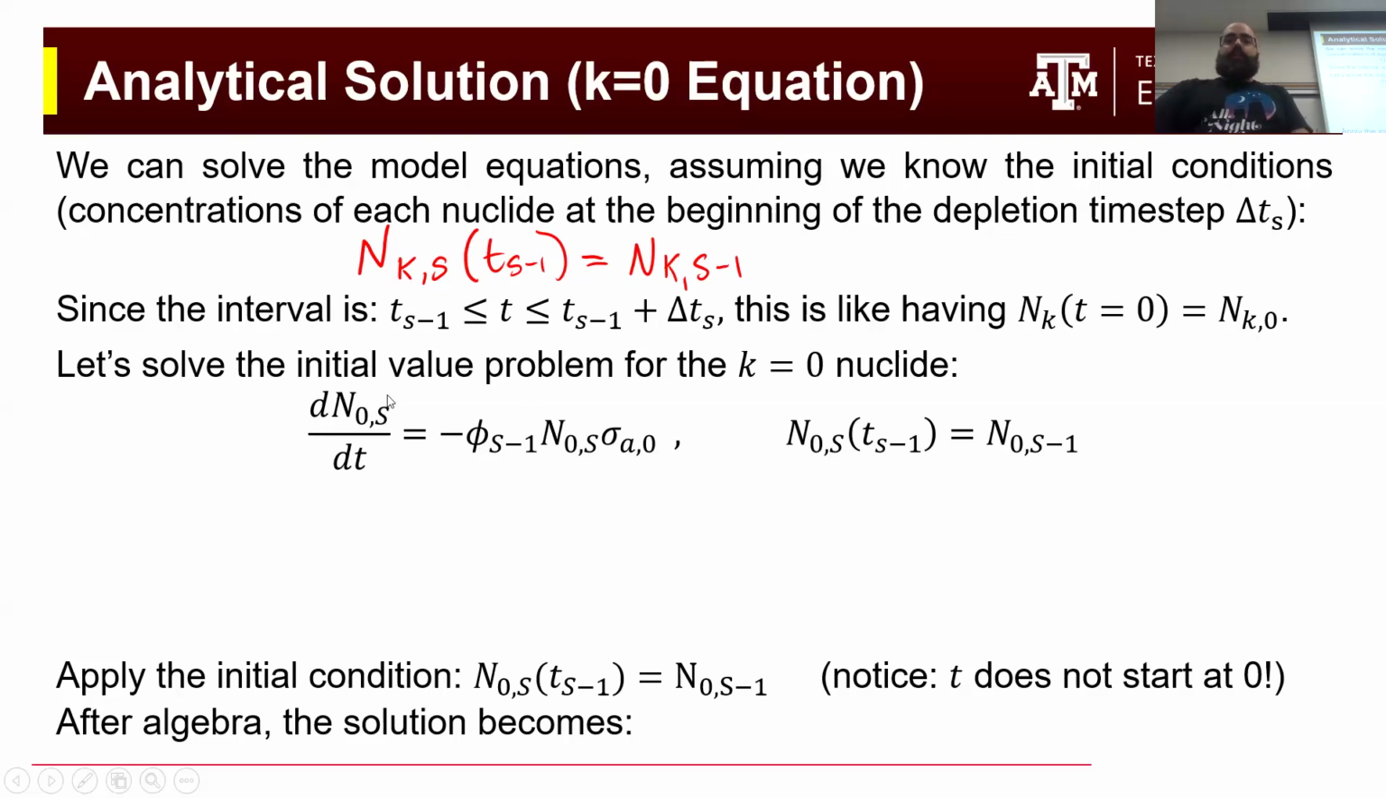And this is an equation that is analytically solvable. We've got a differential equation and we've got our initial condition. Basically what we're trying to get is an equation for the amount of this nuclide 0 over this time step S as a function of time. So the question is, how do we find that? What do we do with this differential equation to solve for the amount of this quantity? If you had this differential equation, how would you go about solving it?